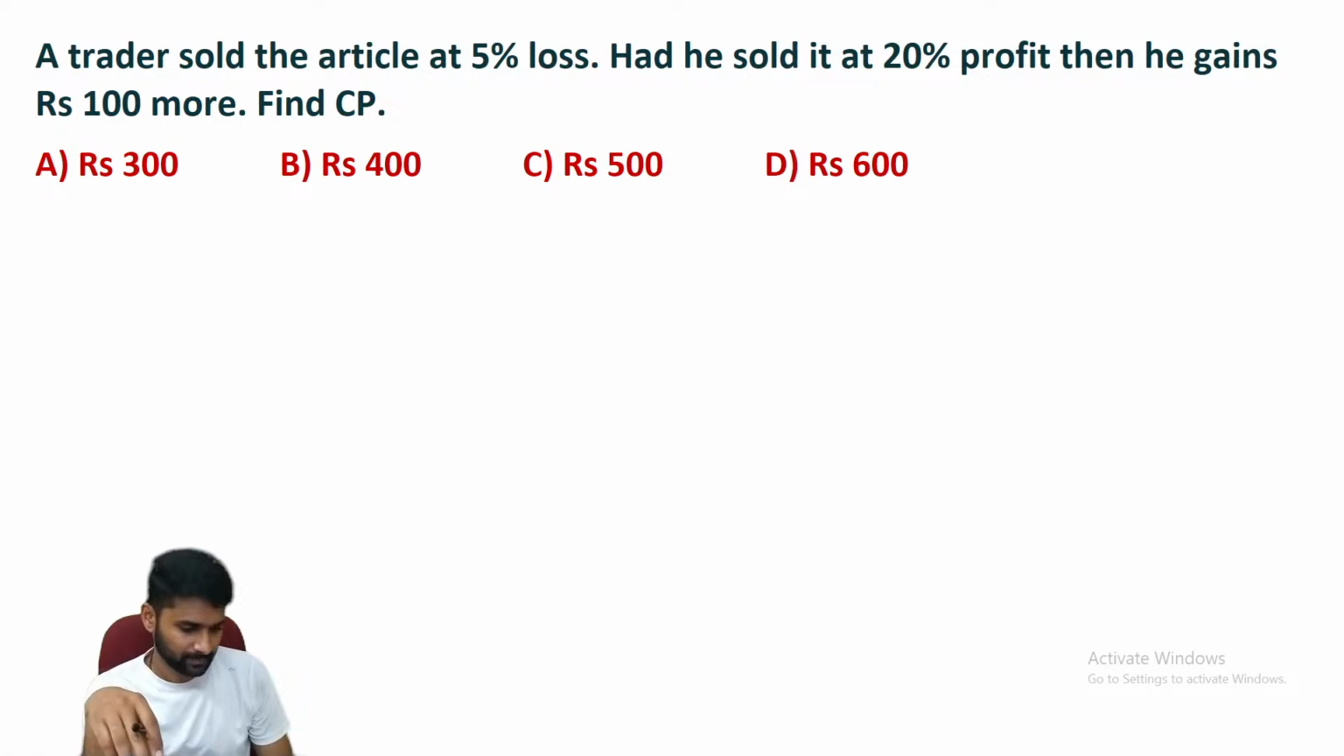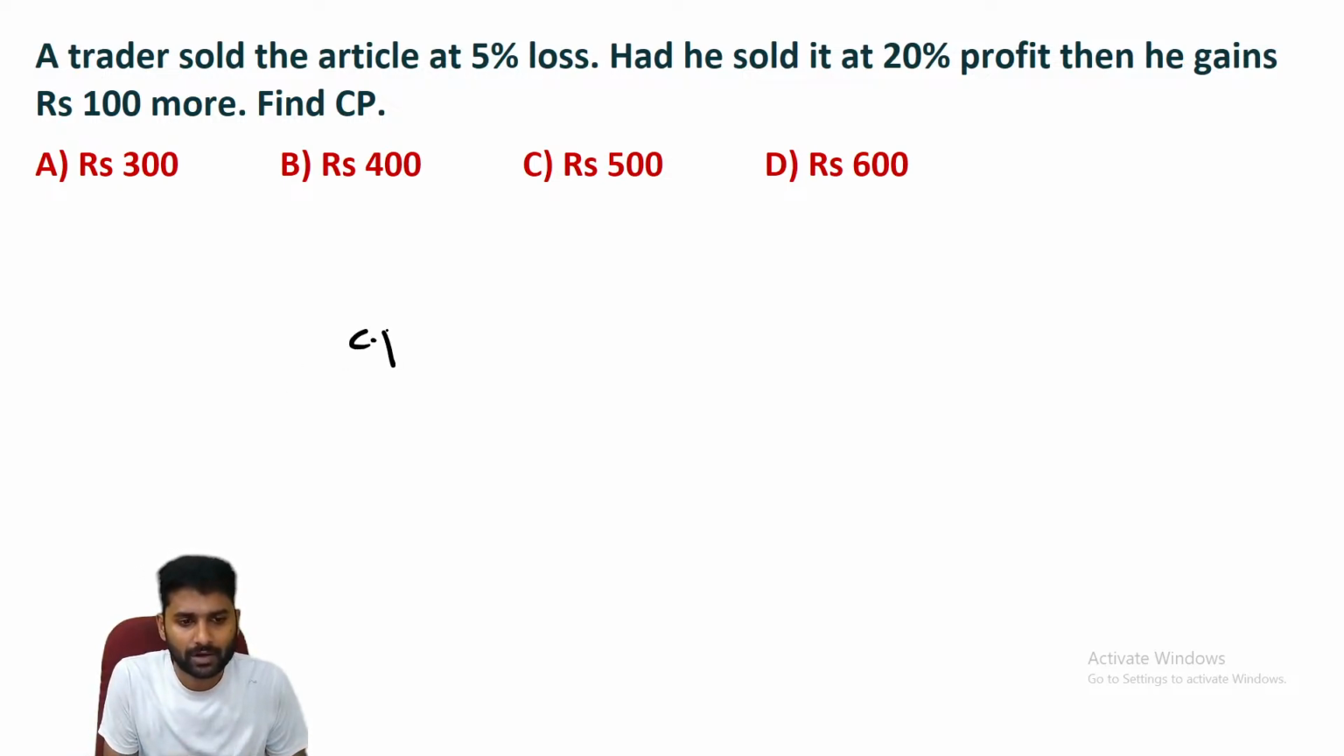Go through this question. Now see, the trader sold that article at 5% loss. Had he sold it at 20% profit, then he would gain 100 rupees. The cost price of the article, let us assume, is 100x.